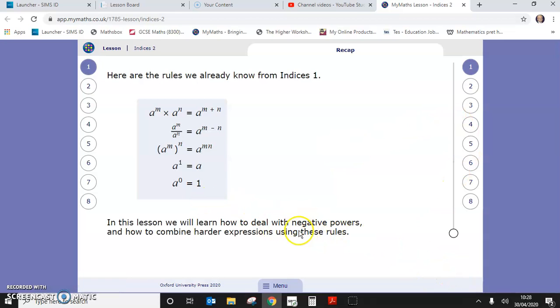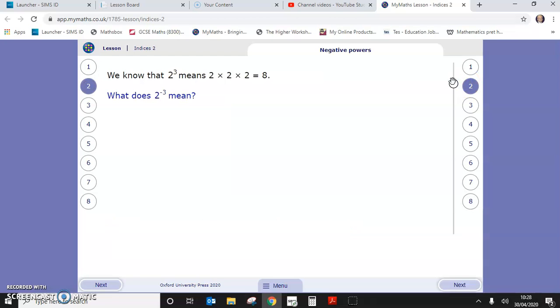In this lesson we're going to learn how to deal with negative powers, and also we're going to do more of the higher stuff, and also how to combine harder expressions using these rules here. So these are the key building blocks. Once you've got these, anything indices wise becomes a little bit more easy.